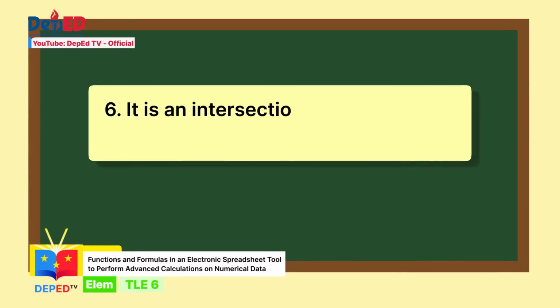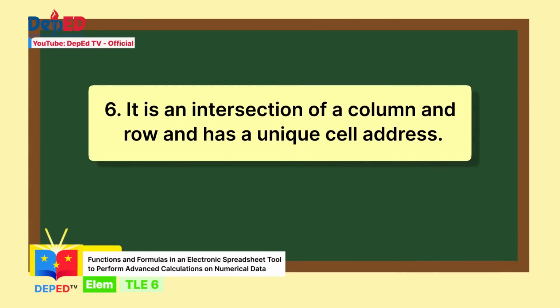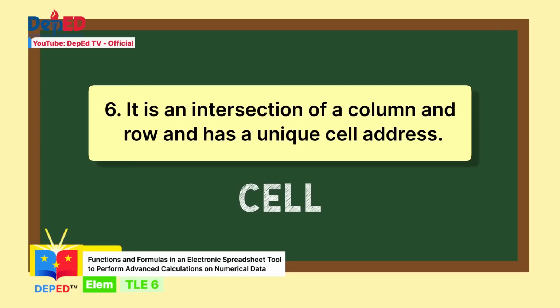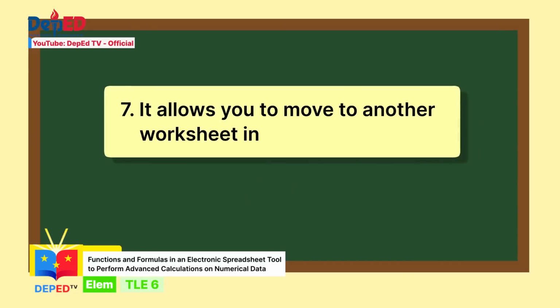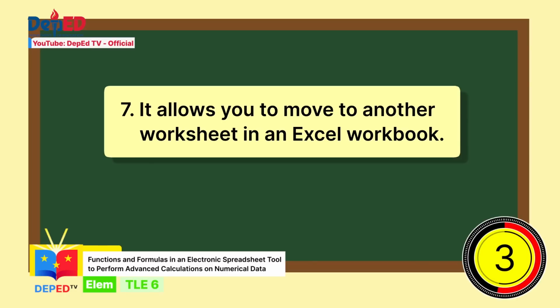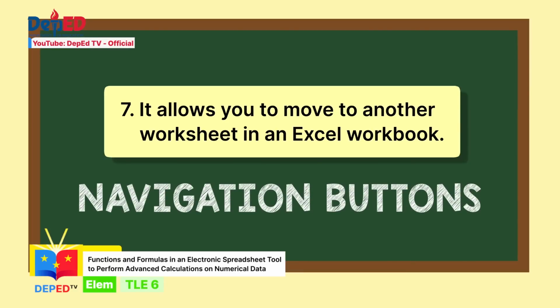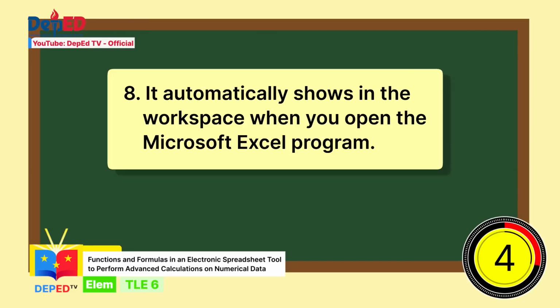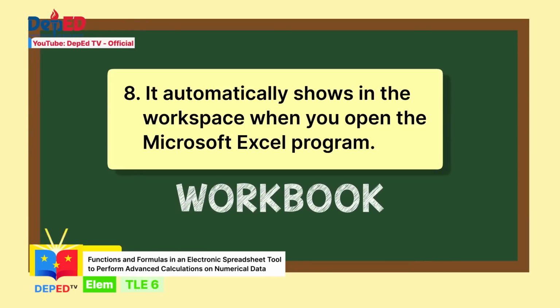Number 6. It is an intersection of a column and a row and has a unique cell address. And the correct answer is cell. Number 7. It allows you to move to another worksheet in an Excel workbook. And the correct answer is navigation buttons. Number 8. It automatically shows in the workspace when you open the Microsoft Excel program. And the correct answer is workbook.